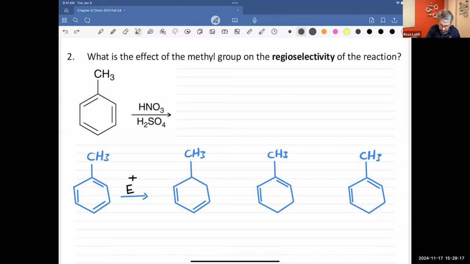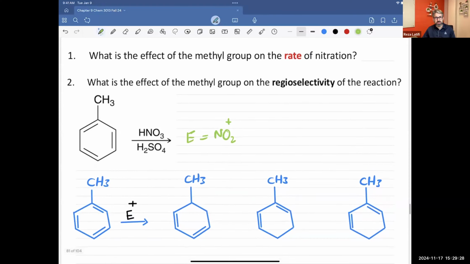nitration. The first step of the reaction is going to be generating the electrophile, and our electrophile is NO2 with a +1 charge. And we need to answer two questions: whether the reaction is going to be faster or slower than the benzene molecule, and the second thing is what's the ratio of the products we get. Do we get one or more than one type of product?